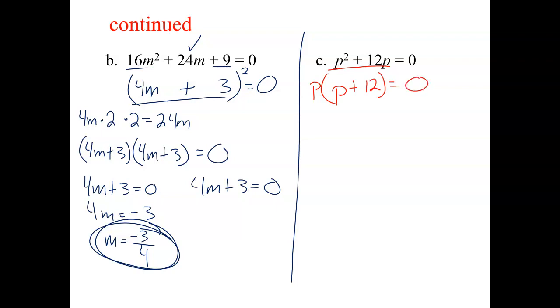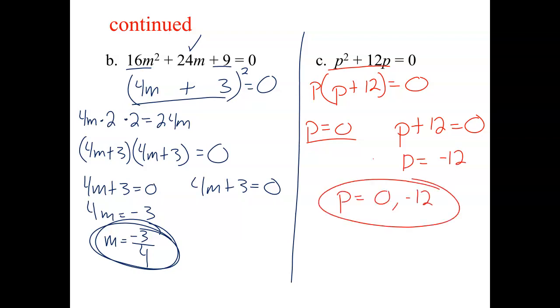So is it completely factored? Yeah. So set both factors equal to 0. One of my factors is P. The other one is P plus 12. Well, that one's already solved for us. That was nice and easy. Convenient. What's the other value of P going to be? -12. So P equals 0 and -12. 0 is an answer. 0 is allowed.